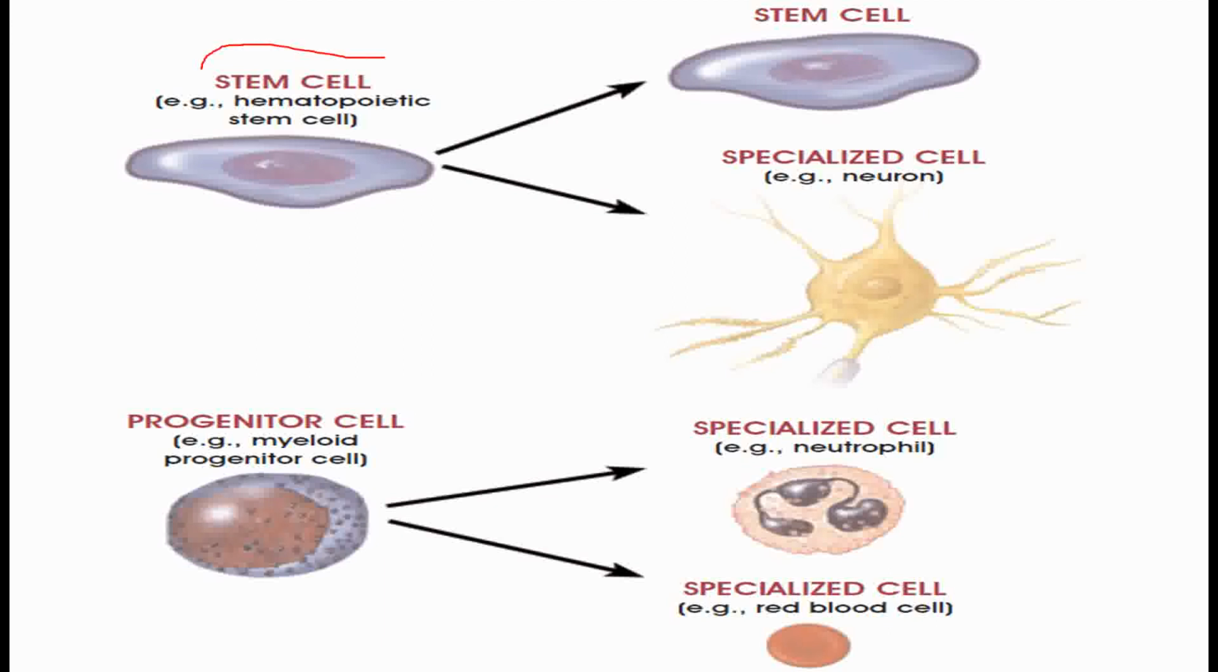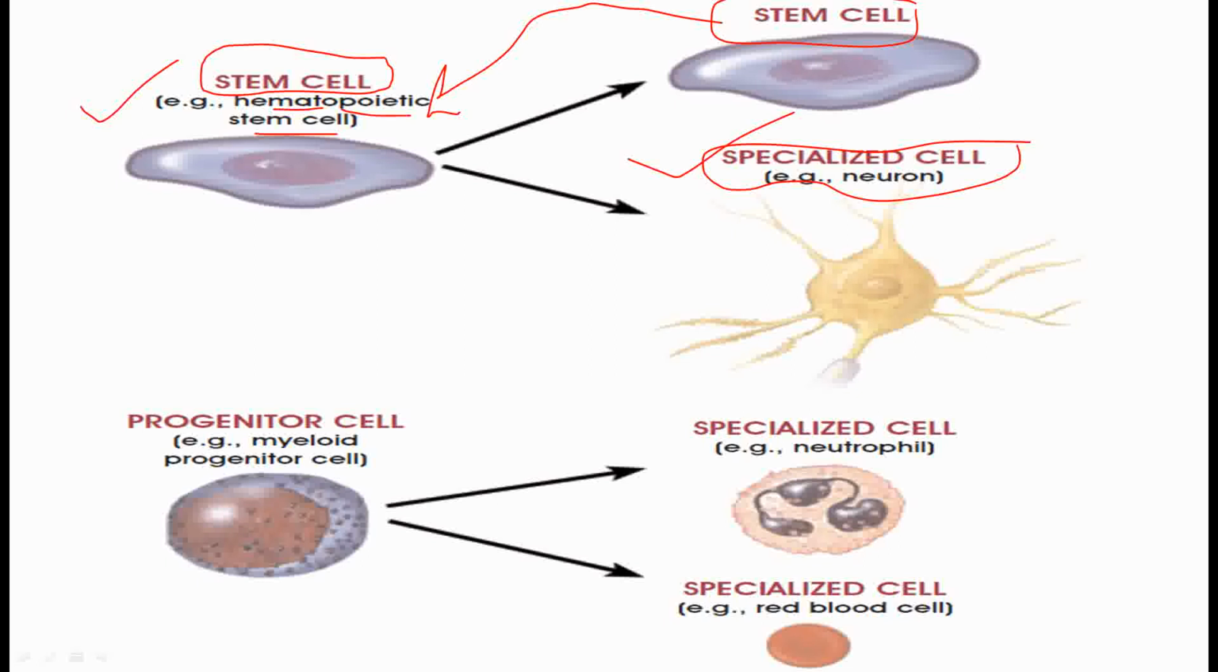Here you can see this is a diagram of stem cell. We have taken here an example of hematopoietic stem cell. When this hematopoietic stem cell divides, it gives rise to a same stem cell, that is a cell that is same in shape, size and functions as the parent cell, but it also gives rise to a specialized cell, or we can call it a differentiated cell.